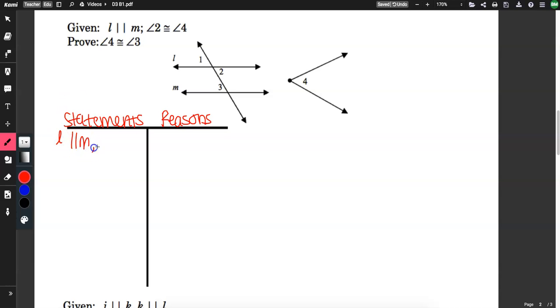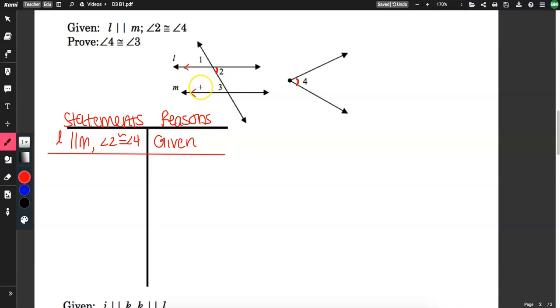Parallel to line M, and angle 2 is congruent to angle 4, and that's given every time. So once I write that, then I go back to the picture and I like to label whatever that information is telling me. So these are parallel. Angle 2 and 4 are congruent. So this angle here is congruent to this angle here. And then looking at what we want to prove, that angle 4 is congruent to angle 3.